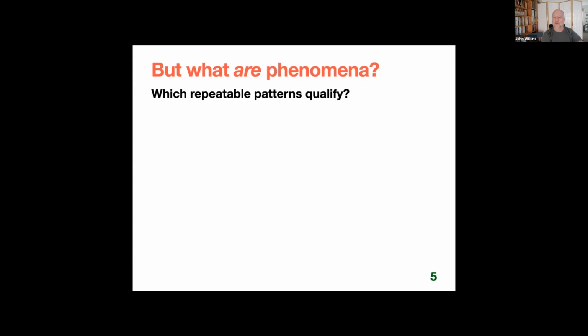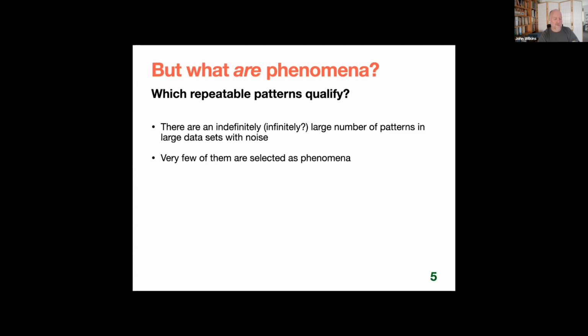So since I'm arguing this to support my claim that species are just phenomena in need of explanation, there's a bit of an irony in my making this parallel. So to summarize to this point, there are an indefinitely and possibly infinitely large number of patterns in large data sets with noise, and in consonance with the underdetermination principle, there's really no way to reduce that down to a tractable number, at least not programmatically. Very few of these patterns are selected as phenomena.